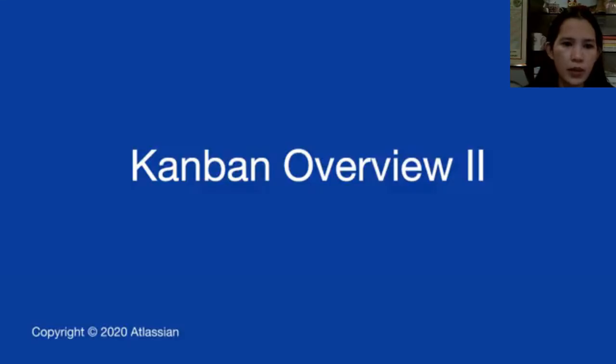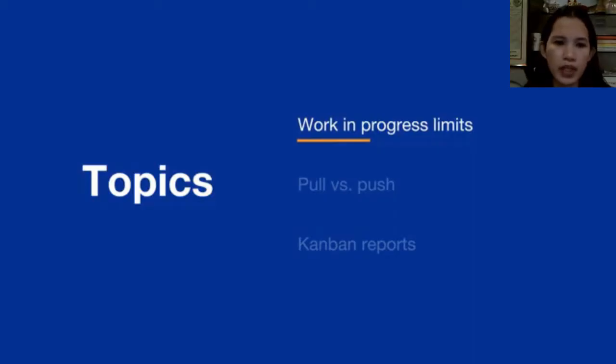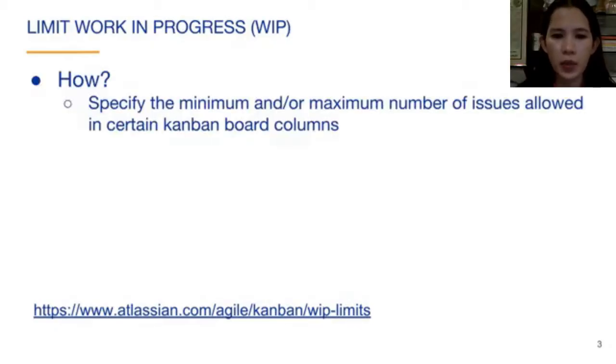In this video, we will continue with the overview of Kanban. We will start by discussing work in progress limits. Limiting work in progress is done by specifying the minimum and/or maximum number of issues allowed in certain Kanban board columns. Limiting the work in progress has many benefits.